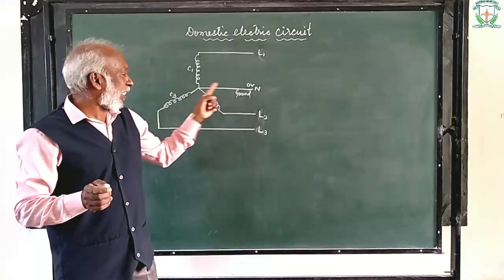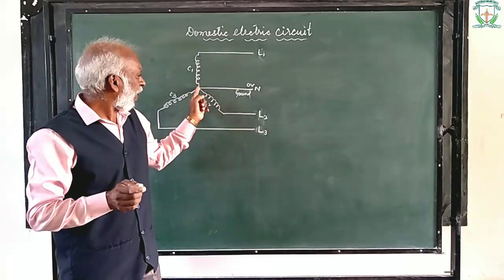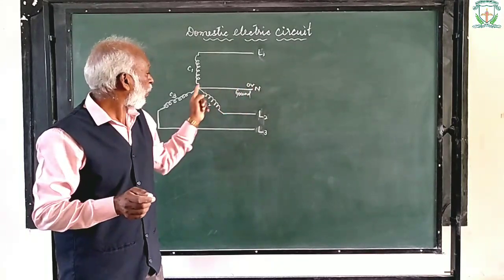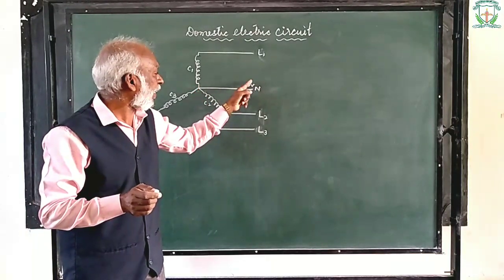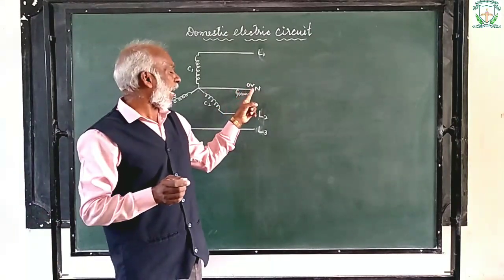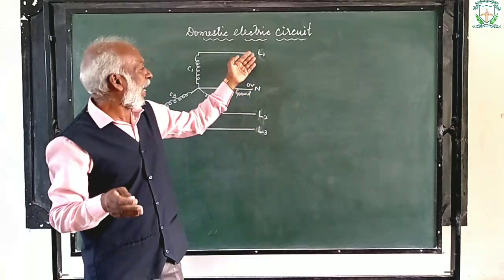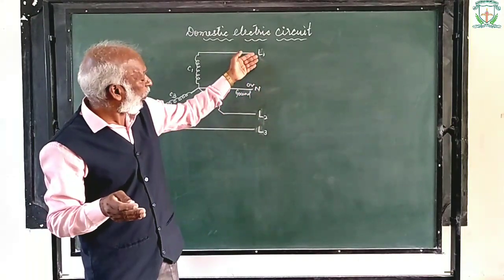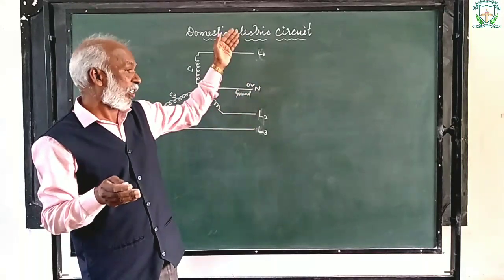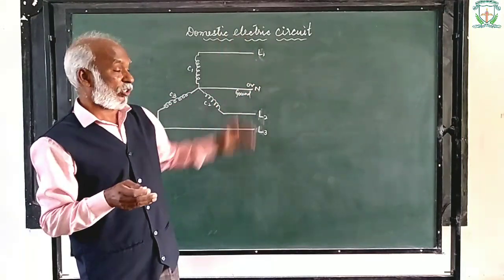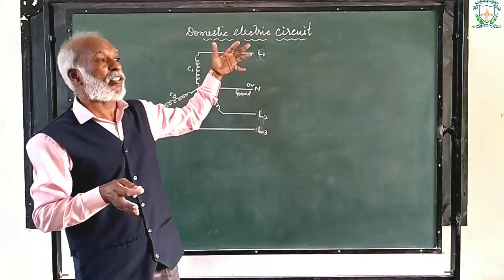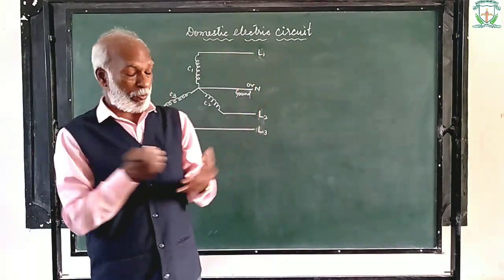The common point is grounded, so when the common point is grounded, the potential becomes 0. So ground has potential 0 and the 3 lines L1, L2 and L3, these are called line wires or phases. The 3 phases have electric potential depending on the generator or requirement. Okay.